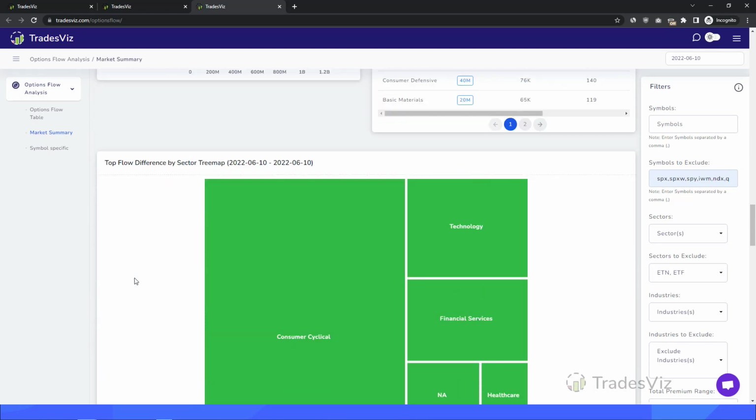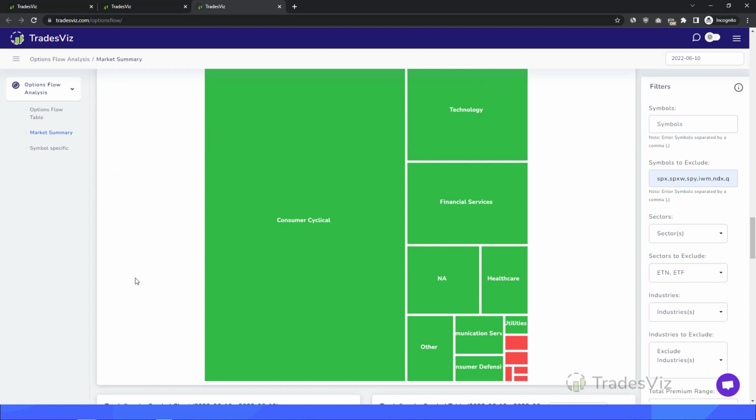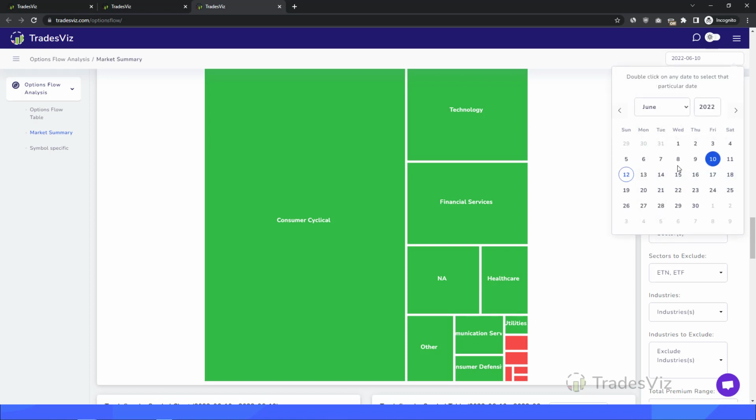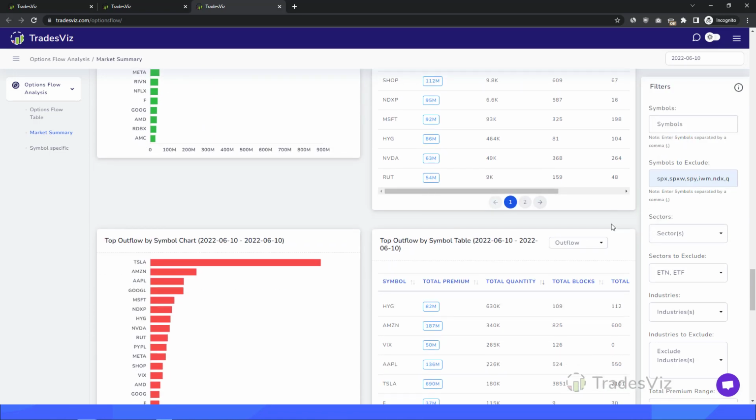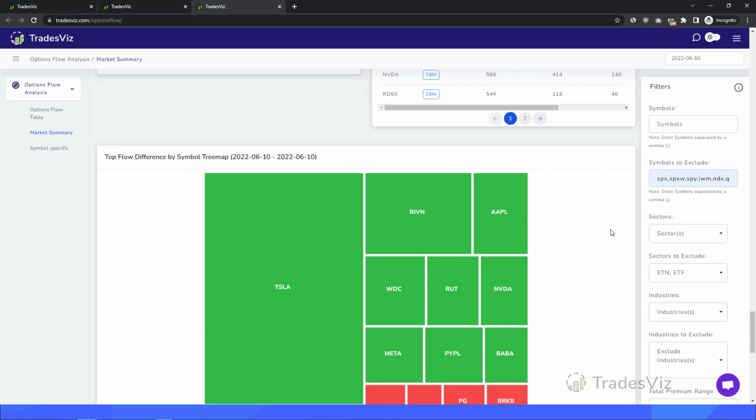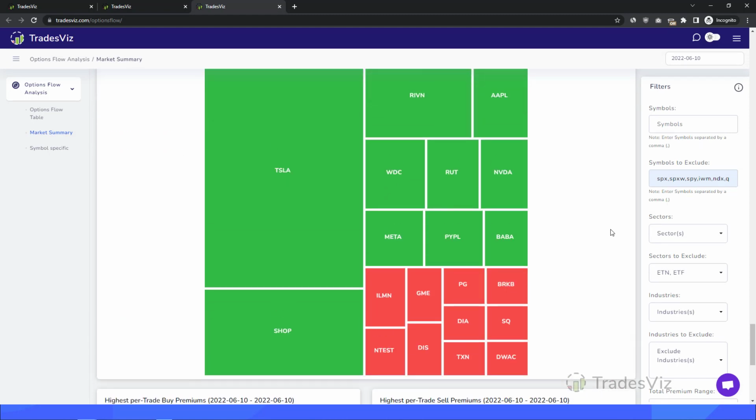Inflow, outflow, right? So all of this data can give you a snapshot of what's happening in the market at that particular point, or what has happened in the market in the last one day. And you can change the range over here also. That's totally possible.